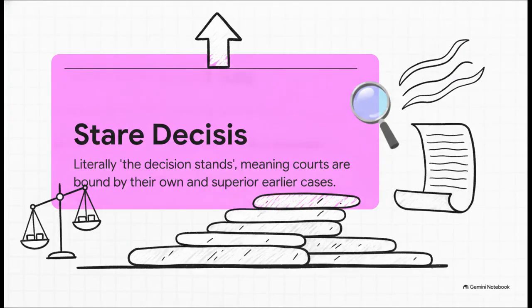The absolute bedrock of case law is this Latin phrase, stare decisis. It literally translates to the decision stands. Basically, this doctrine means judges can't just wake up and invent new rules based on their mood. Instead, they are firmly bound by earlier decisions. It's the mechanism that turns a single judge's ruling into a stable legal rule for the entire country.